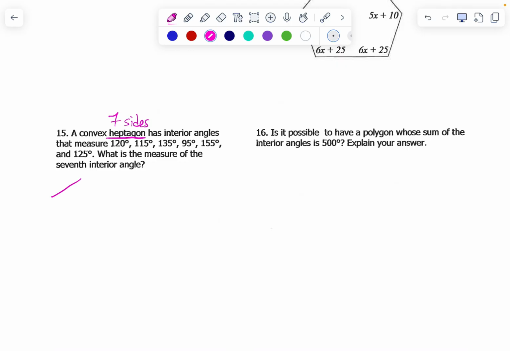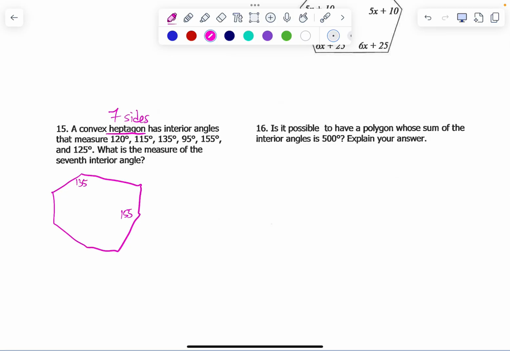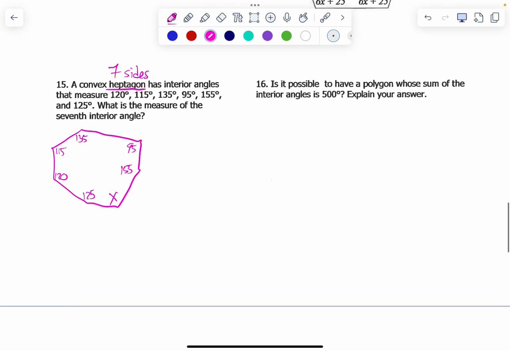I'll try to draw one. 1, 2, 3, 4, 5, 6, 7. Okay, it's not pretty, but that's okay. And you don't have to draw the picture, but maybe it will help. I'll call it X, the unknown interior angle. So it's roughly a 7-sided heptagon, and I just filled in the angles that were given.